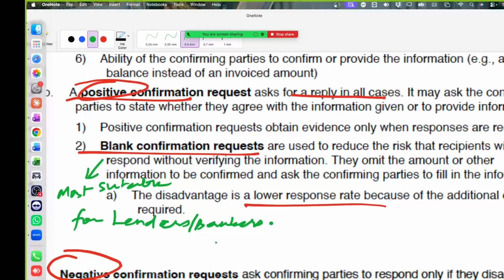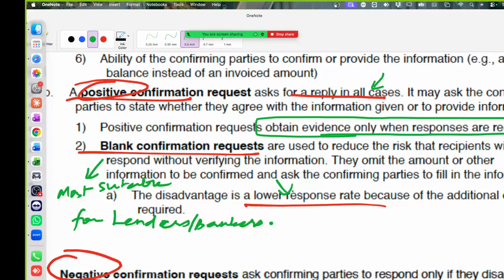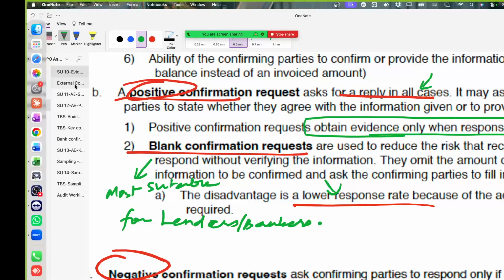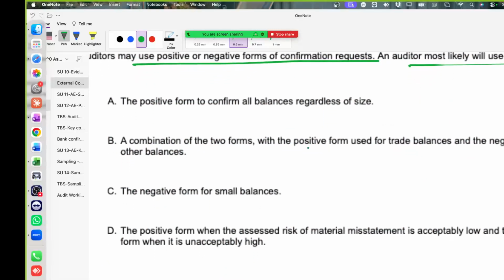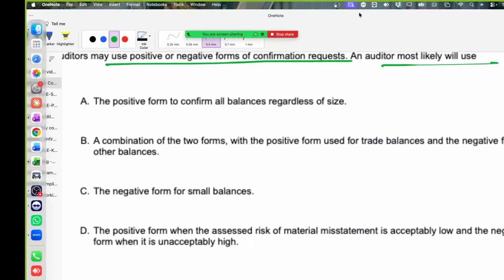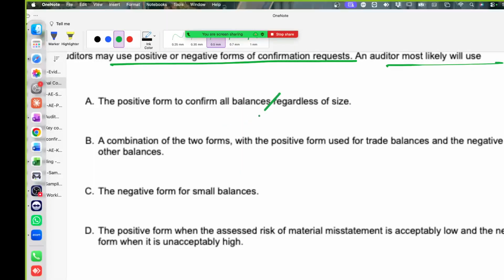Positive, in all cases, it may ask the confirming party to state whether they agree or disagree. Positive confirmation obtains evidence only when the responses are received. Okay, and lower response rate. Now, keeping in mind, all balances not correct.